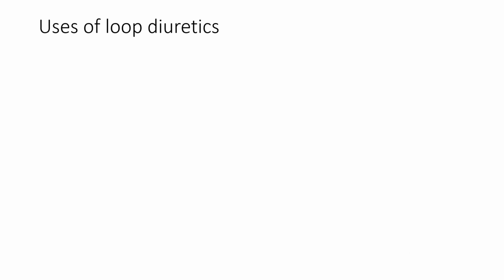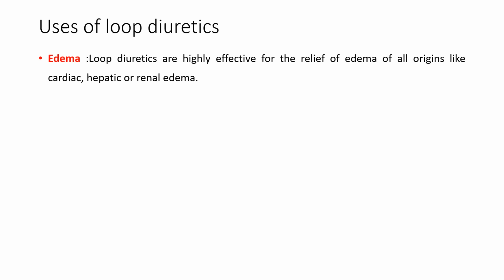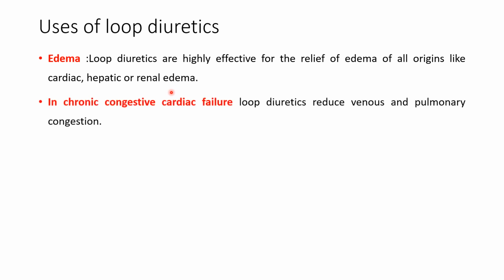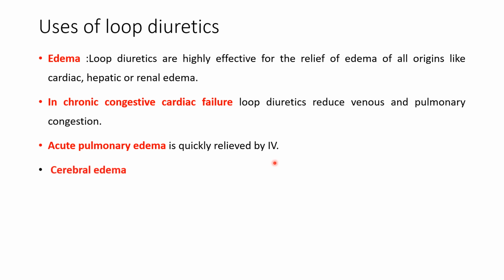Now we'll see the uses of loop diuretics. The first use is edema. Loop diuretics are highly effective for the relief of edema of all origin, like cardiac, hepatic or renal edema. Loop diuretic is also used in chronic congestive cardiac failure. It reduces the venous and pulmonary congestion. Acute pulmonary edema is quickly relieved by an intravenous dose of loop diuretic.